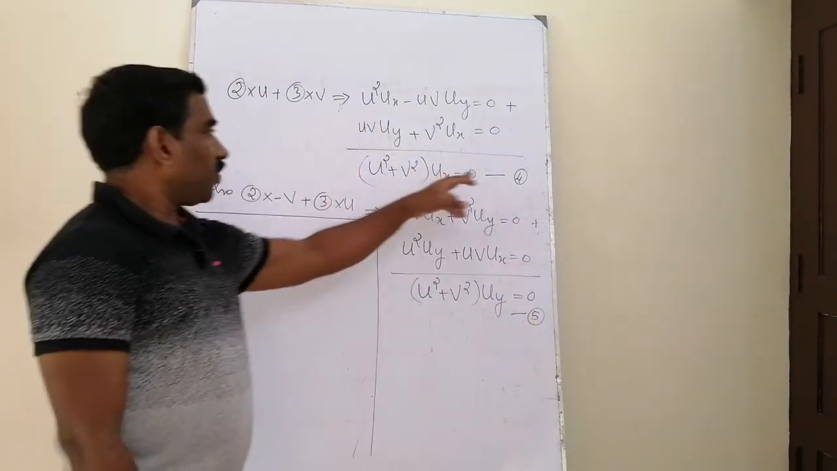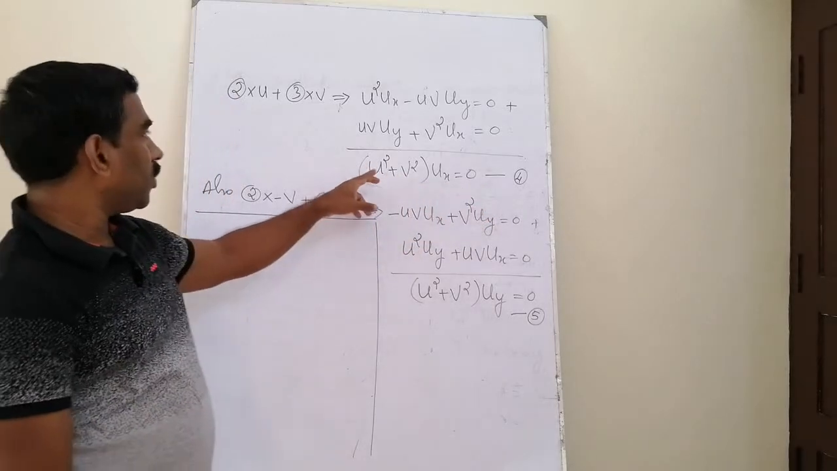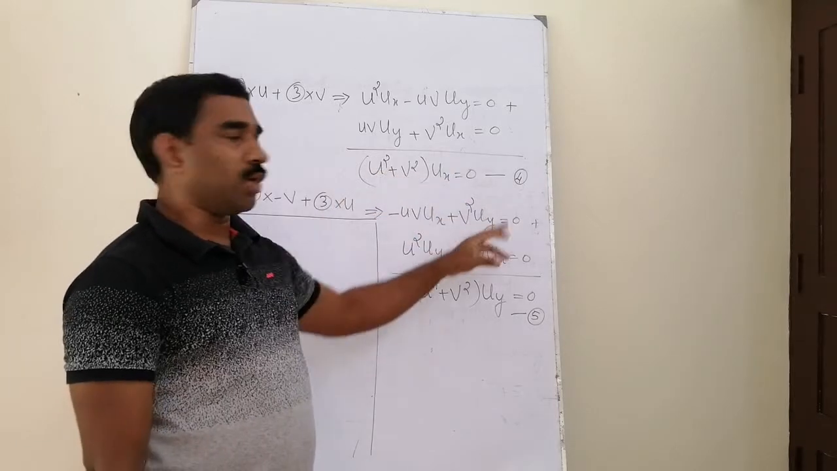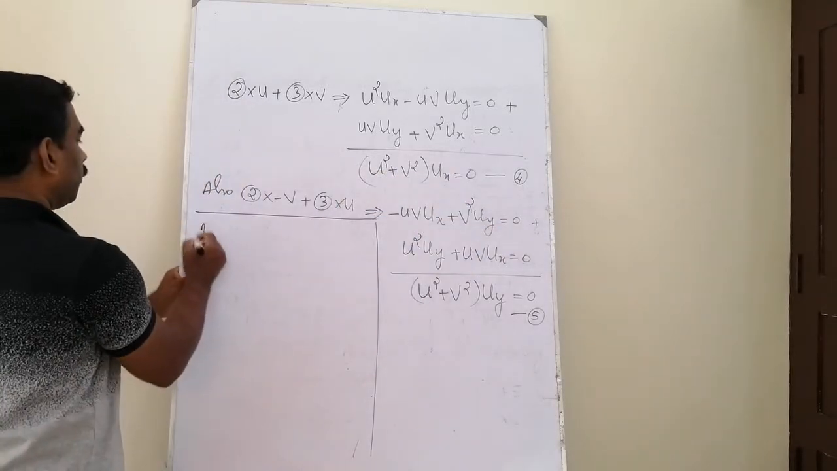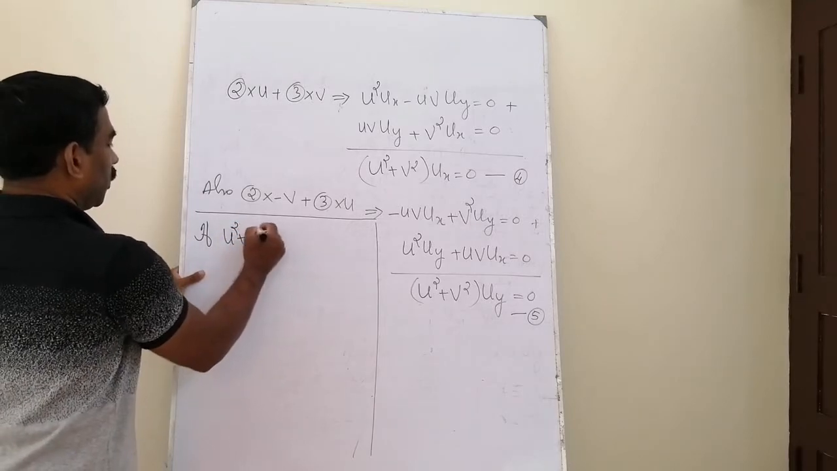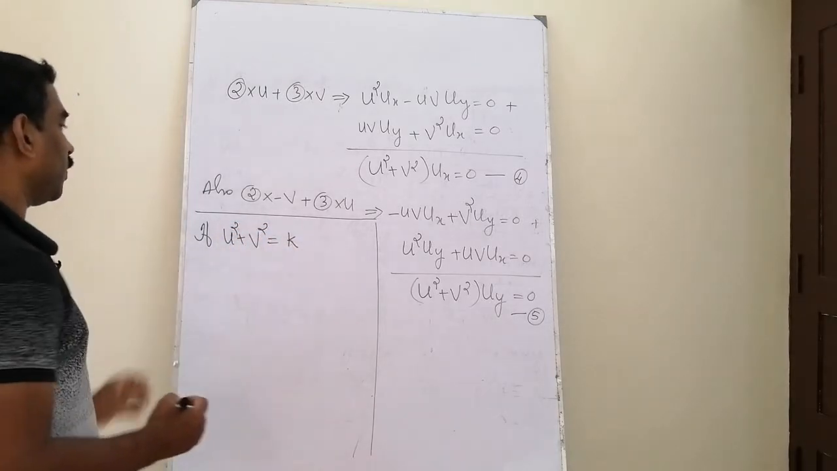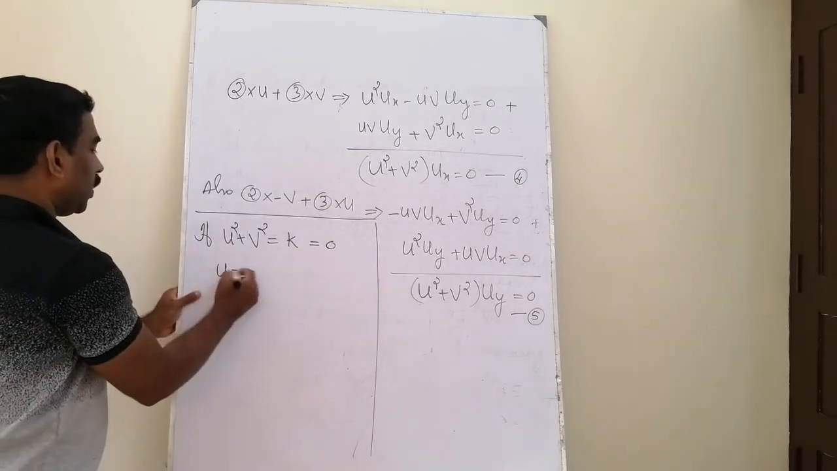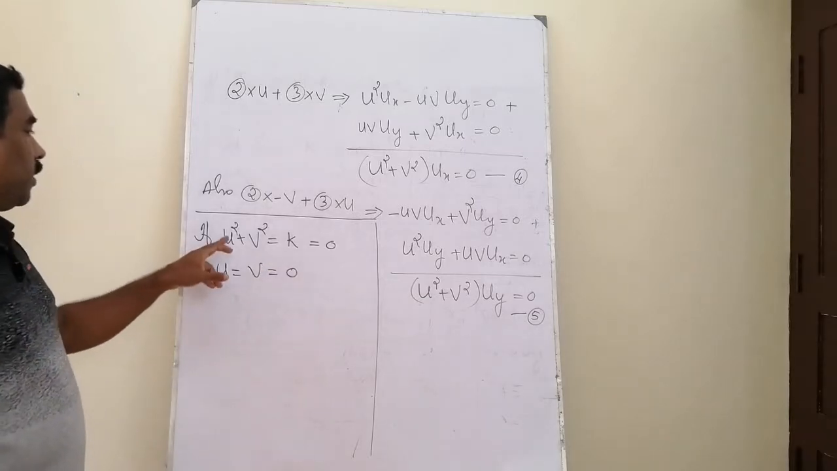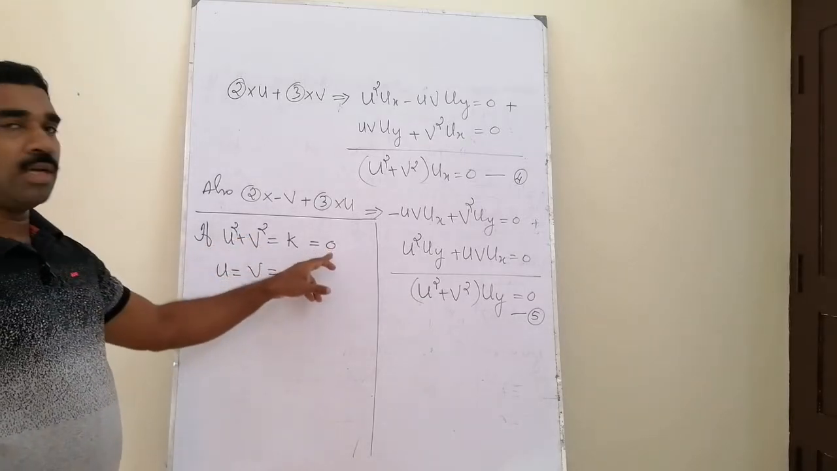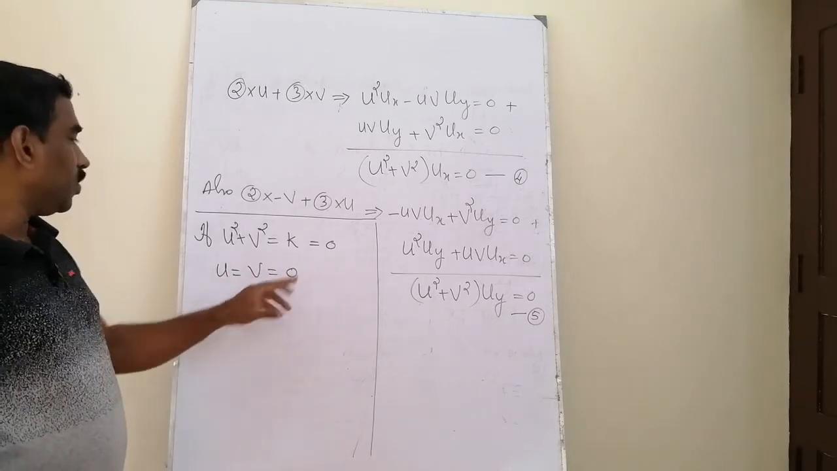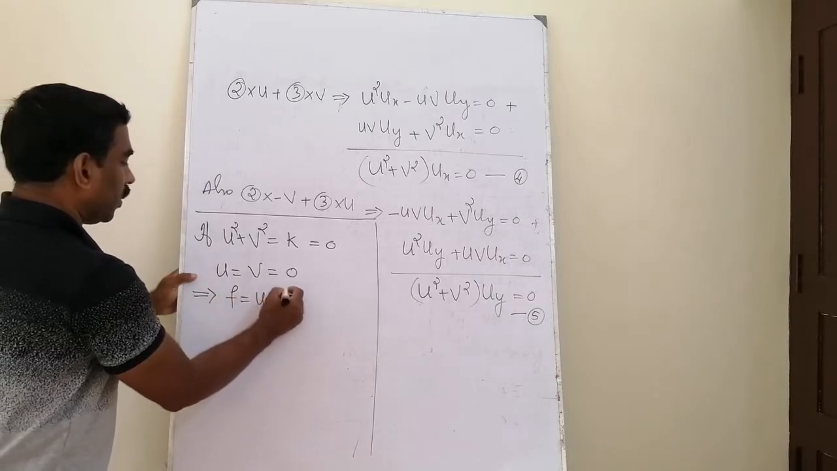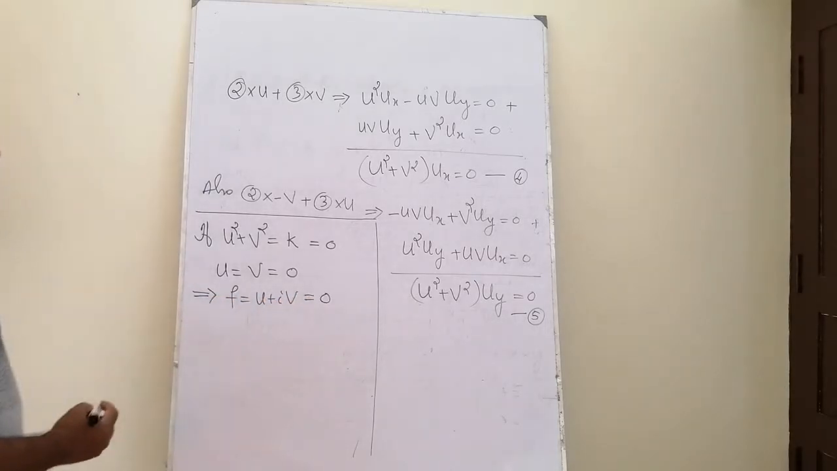Equation number 5. Now from equations 4 and 5, we have two different cases. Either u square plus v square equal to 0, or u square plus v square is not equal to 0. So consider the first case, if u square plus v square, that is the modulus value, equal to 0, then u is equal to 0 and v is equal to 0, because if the sum of two squares equals 0, then each of the expressions equals 0. So u is equal to 0, v is equal to 0 implies f is equal to u plus iv, that is identically 0.